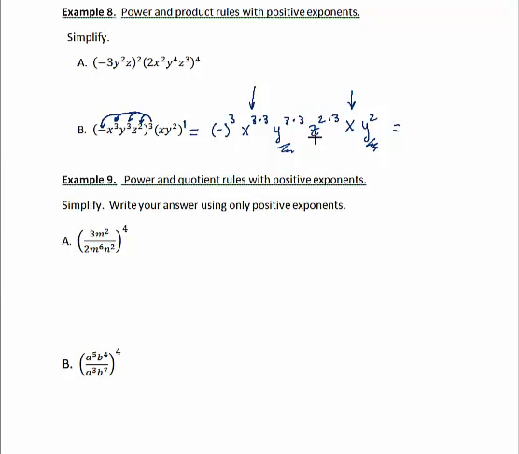So to carry out the product rule to the end, we say 2 times 3, and we get a z to the 6th power. A negative raised to the 3rd power. A negative to an odd power is a negative. And then here for the x's, we have a 3 times 3, which is a 9. And then this x has a 1 as an exponent. And so x times x, 9 plus 1, would give us an x to the 10th power.